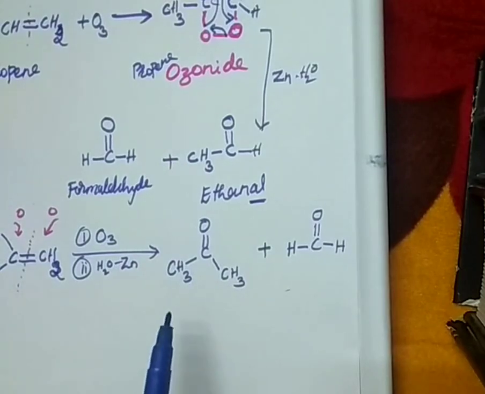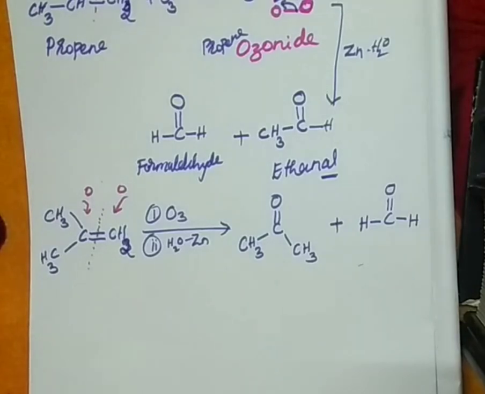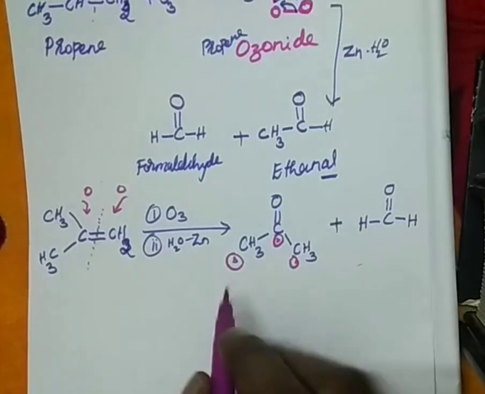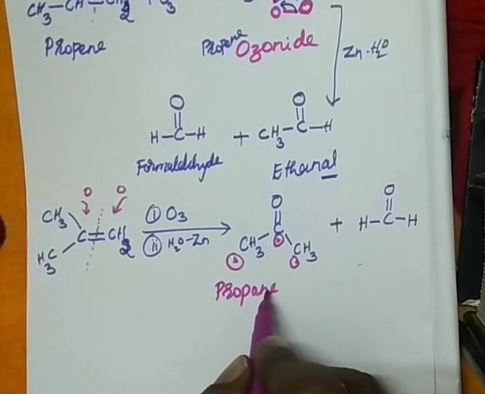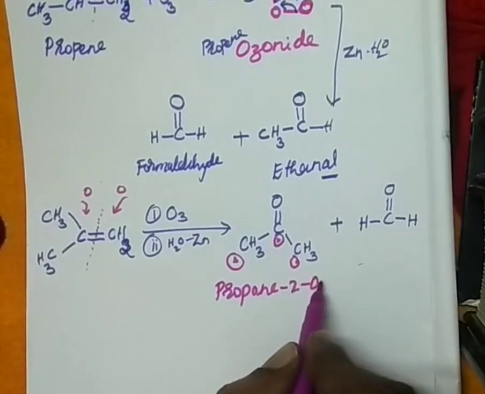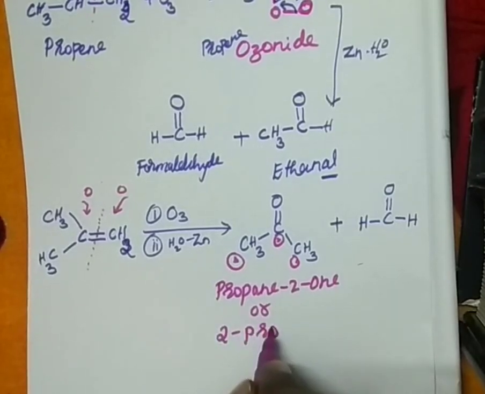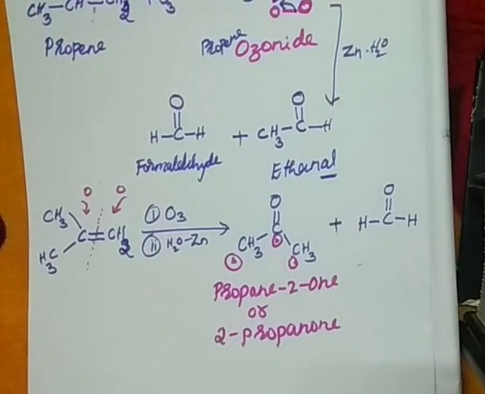Again, this is a similar product, like formaldehyde. And what is this one? This is called, actually, by the IUPAC name: this is 1, this is 2 and this is 3. This is called propane-2-one, or it is also called 2-propanone because it is a ketone, so it will end in -one, right? So this is the ozonolysis. Then the last reaction, polymerization, is left over.